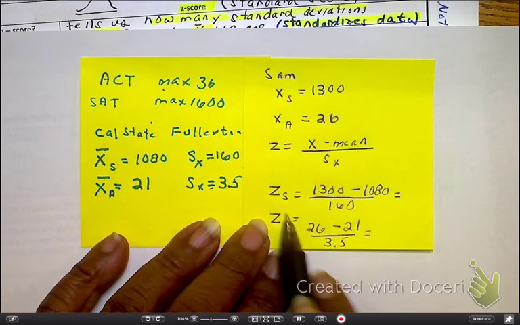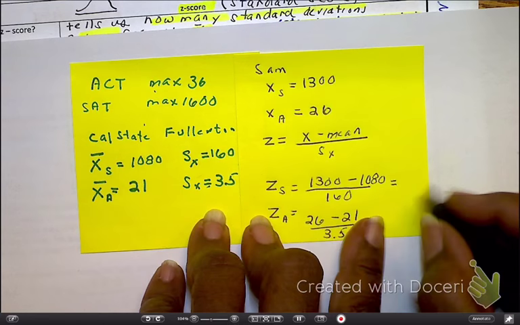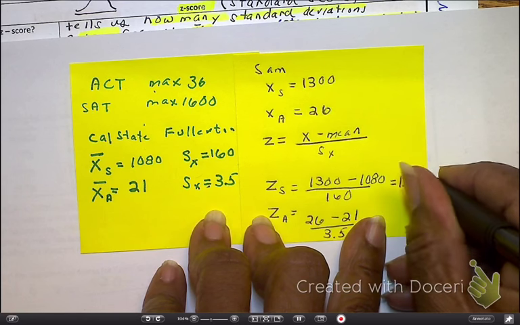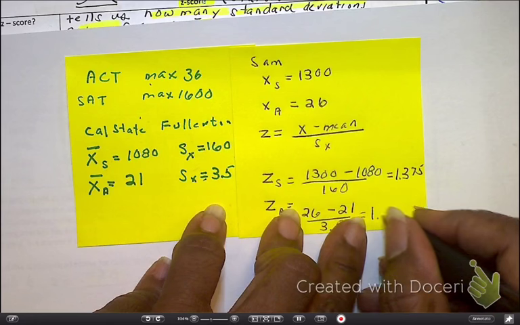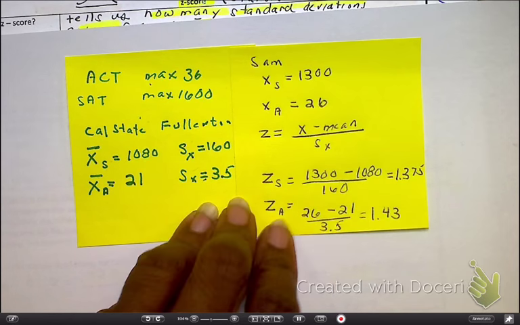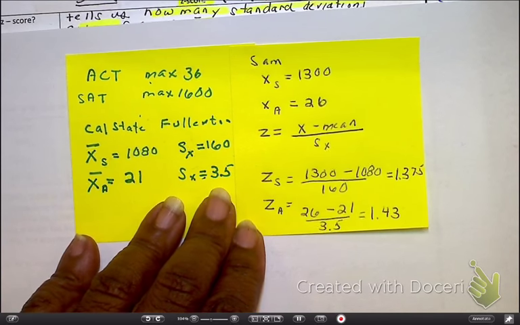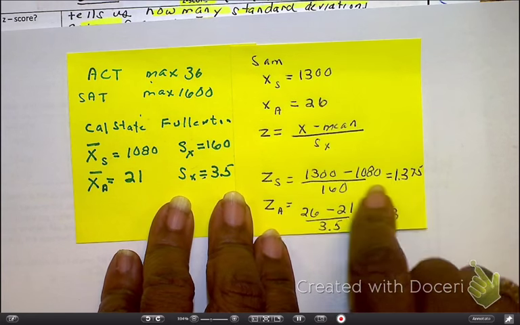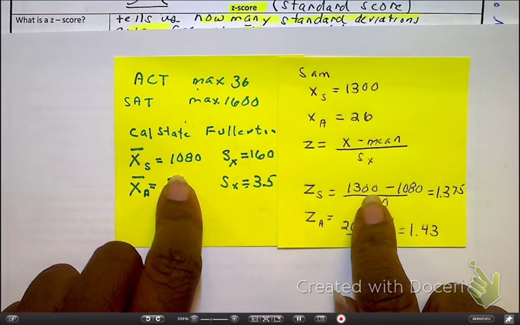Okay, so what is his standardized score for the SAT? 1 point what? 375. Okay, 375. And what about for his ACT? 1.43 something? Okay, approximately. Okay, so with that being said, the bottom line is in both situations, he is above their average.